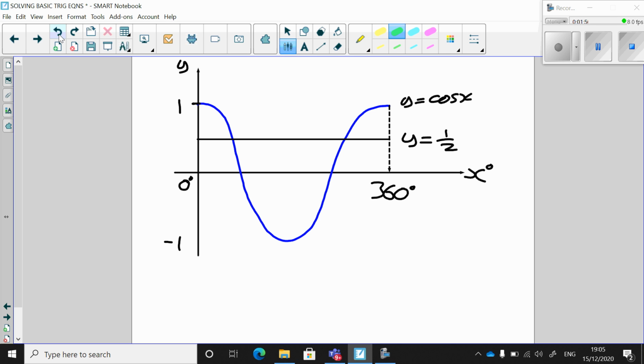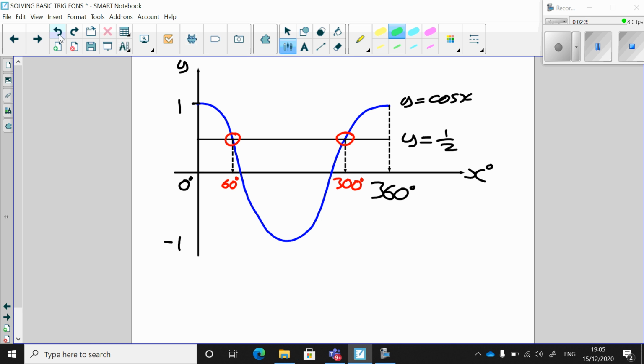There's where it has height a half. We're trying to solve for x here. So what we're interested in is, where does the line y equals a half meet the curve y equals cos x? Where are the intersection points? I've highlighted them there, but we're solving for x, so I need to come down to the x-axis because there are my angles, initially anyway. So my angles here, if my graph is any good, are 60 and 300.